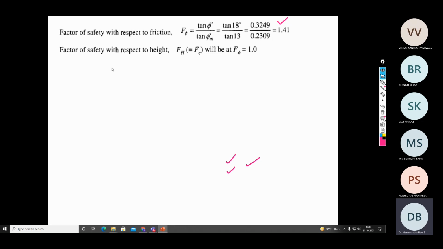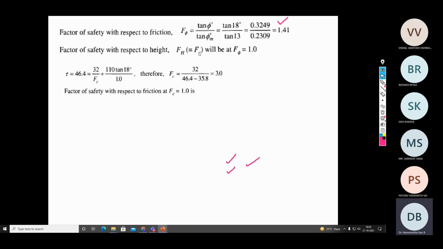Next, here you are asked to determine the factor of safety with respect to the height. Okay, so F of h can be critical when the factor of safety with respect to the friction is unity, because this is the worst condition. Among the three, therefore, you take F phi as unity. Then correlate the factor of safety with respect to the height, so F h is equal to F c.